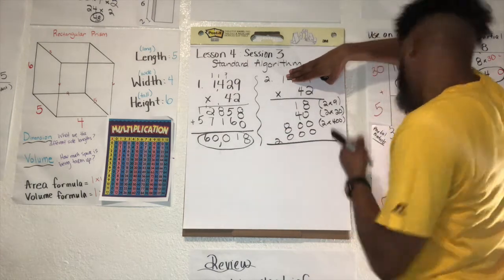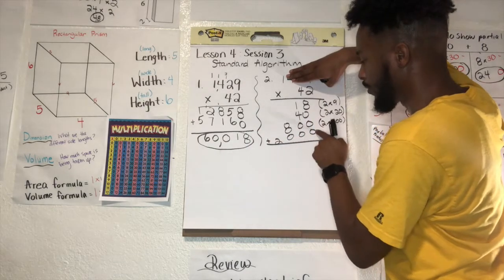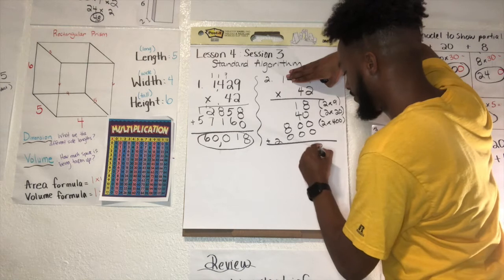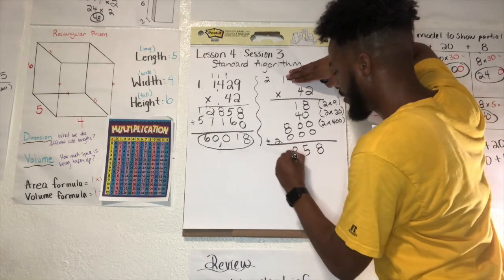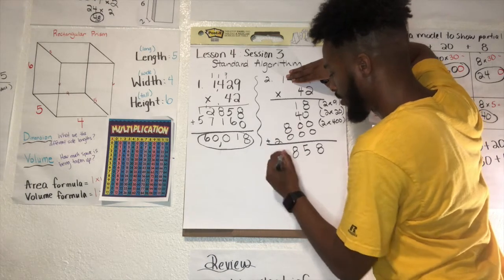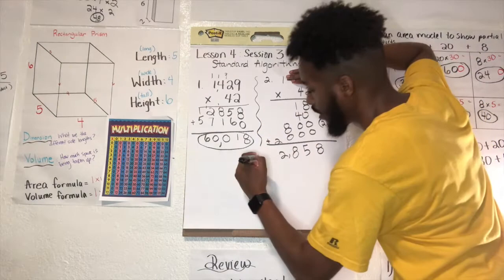If I add this up, what am I going to get? 8 plus 0 plus 0 plus 0 plus 0 is 8. 4 plus 1 is 5. 8 plus 0 is 8. And 2 plus 0 is 2. So I got 2,858. That is partial product number 1.